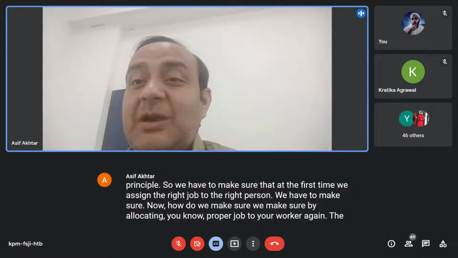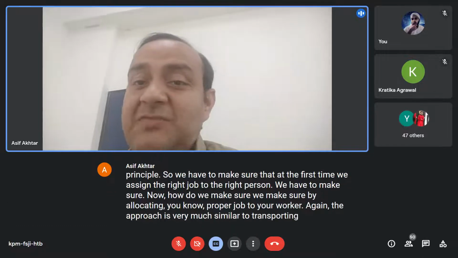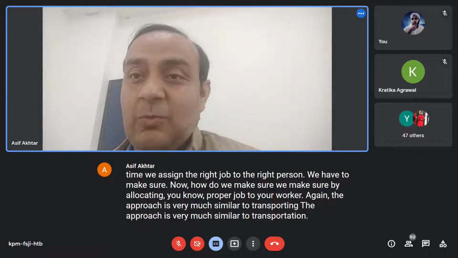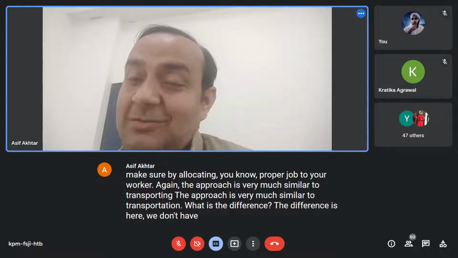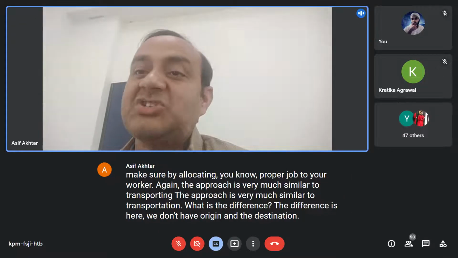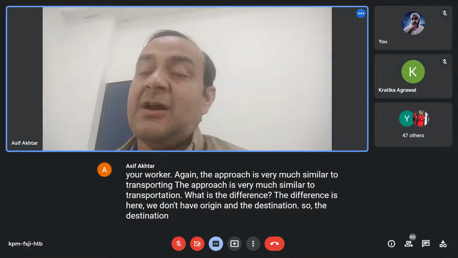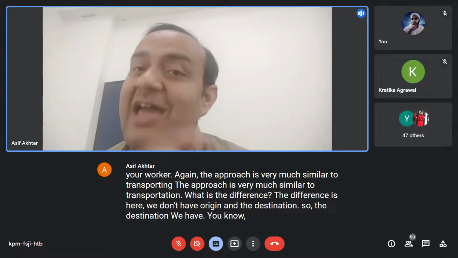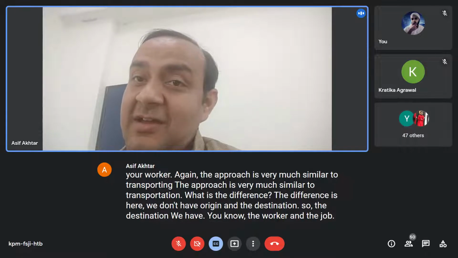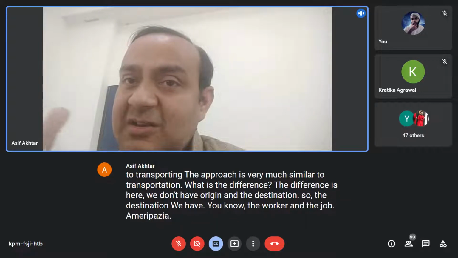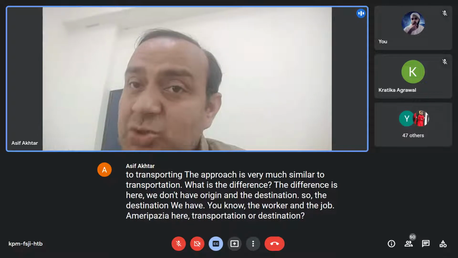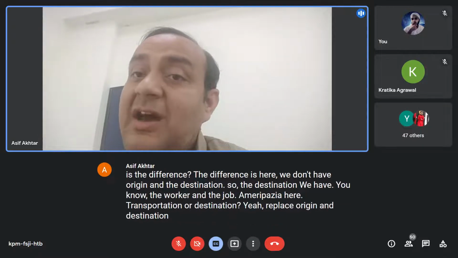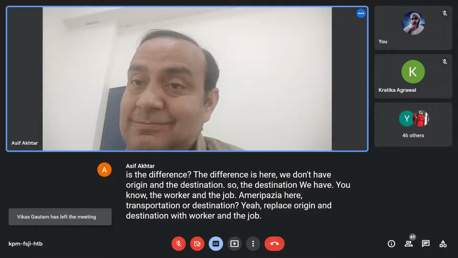Again, the approach is very much similar to transportation. What is the difference? The difference is, here we don't have origin and destination. In place of origin and destination, we have the worker and the job. हमारे पास क्या होता है कि आप ऐसे मान के चलिए कि जैसे आपने ट्रांसपोर्टेशन में ओरिजिन और डेस्टिनेशन लिया था, replace origin and destination with worker and the job.